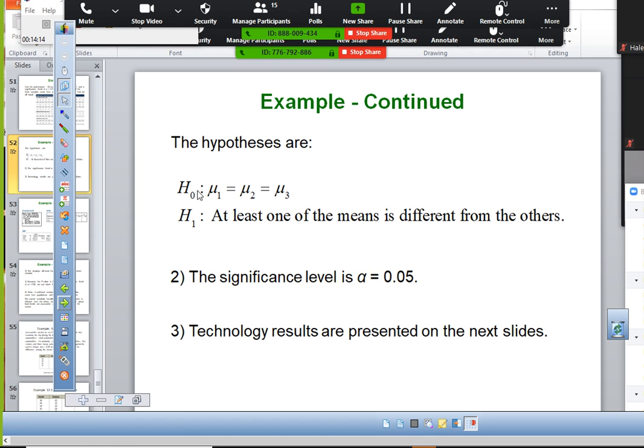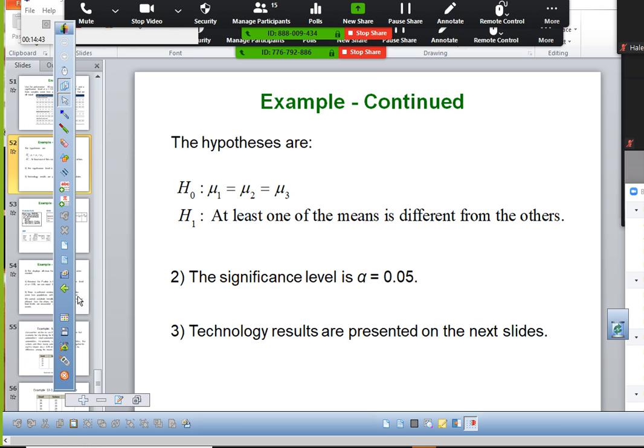So my H0 is going to be, I have 3 things to compare, low, medium, high, so mu1 equals mu2 equals mu3. That's my H0. H1 is at least one differs. So is this an example we're doing? Nope. This is just me showing you guys. You don't have to write anything down. Just pay attention. Step 2, super easy. Write down alpha. Alpha is 0.05. Done. That's your step 2.